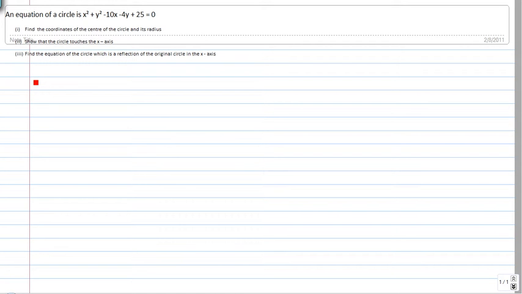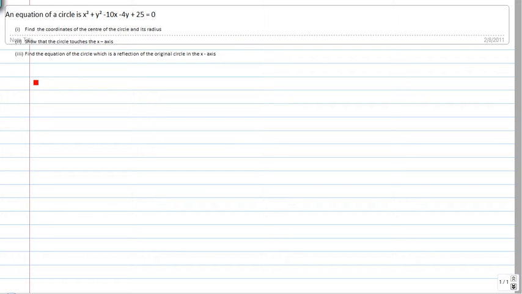Alright, yet another circle question we've got here. An equation of a circle is x squared plus y squared minus 10x minus 4y plus 25 equals 0. Find the coordinates of the center of the circle and its radius. This is part 1. Show that the circle touches the x-axis. This is part 2. Find the equation of the circle which is a reflection of the original circle in the x-axis.